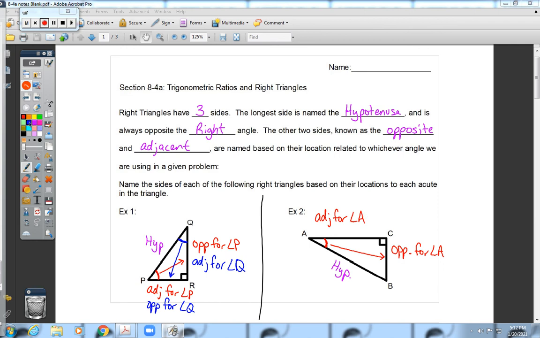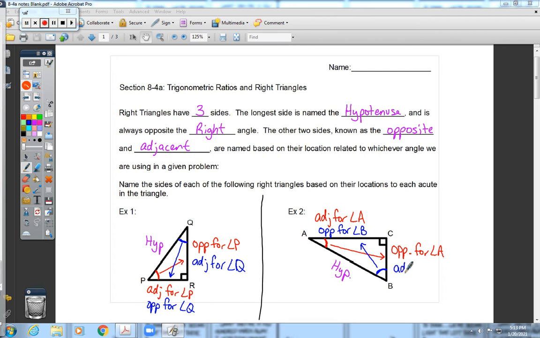On the other hand, if I'm dealing with angle B instead of angle A, then when I go across the triangle to find the opposite side, I find AC. So AC would be the opposite side for angle B. Whereas BC is right next to angle B, so that would be my adjacent side for angle B.